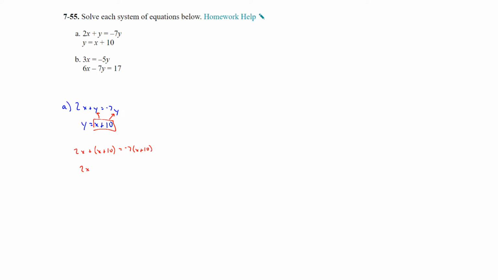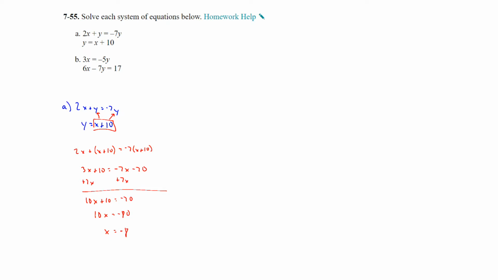So we have 2x plus x, which is 3x. So we got 3x plus 10, distribute the negative 7, that's negative 7x minus 70. And just as before, we're going to get the variables on the same side. So we have 10x plus 10 equals negative 70. Subtract 10, and that'll be negative 80. Divide by 10, and x is equal to negative 8.